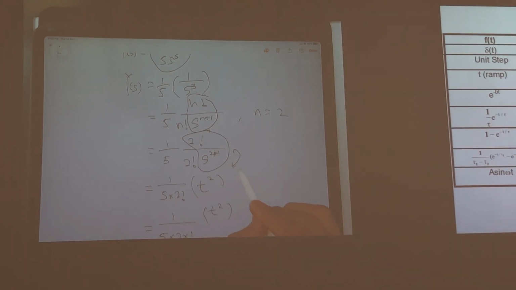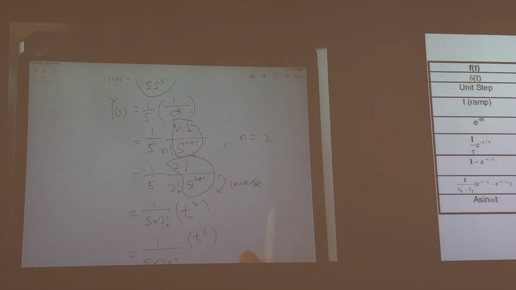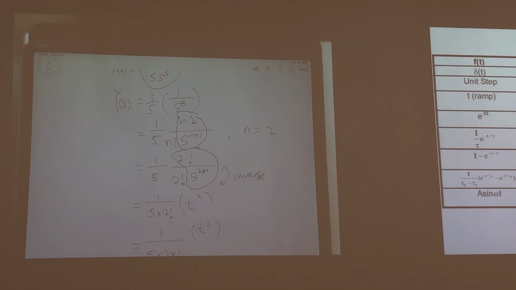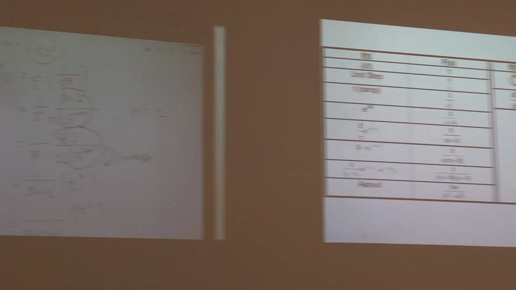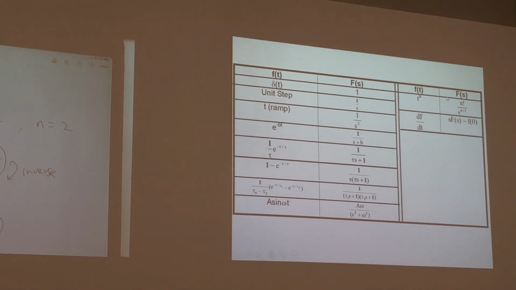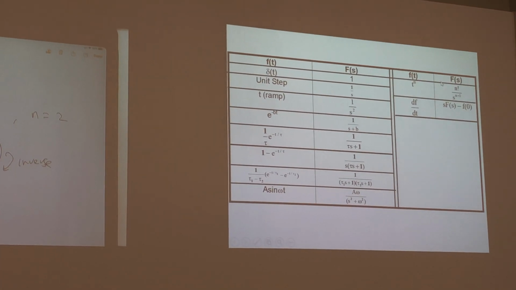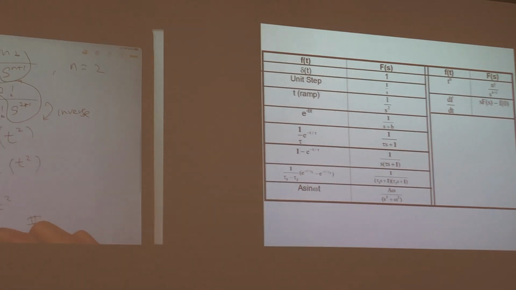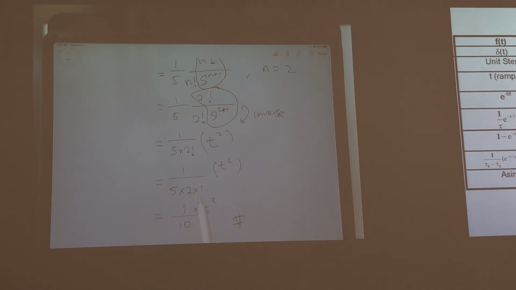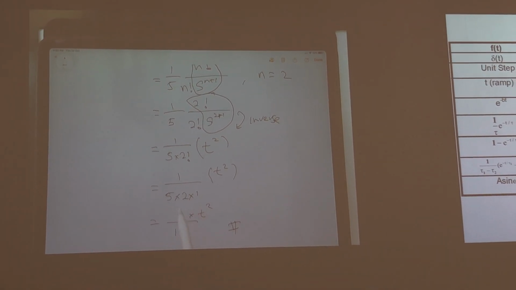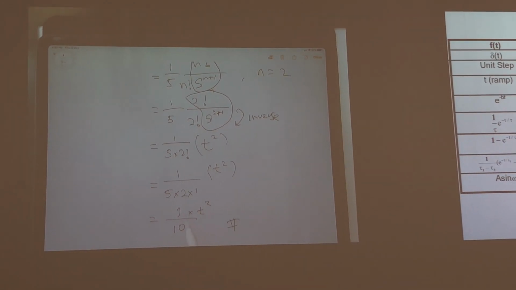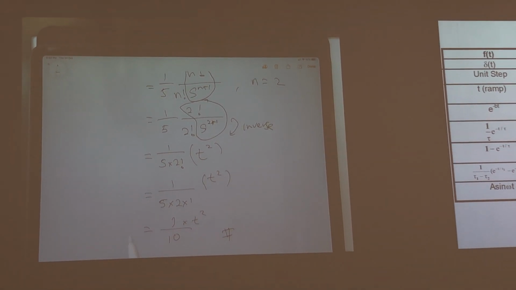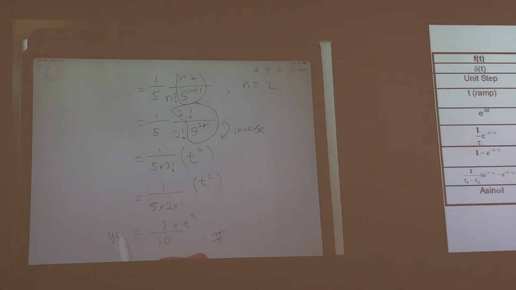Now I can start inverse. When I inverse it, I refer back to this side of the table, because I want to change it to t. I know n is 2, so it becomes t power of 2. Just now I divided by 2 factorial here, so I need to expand and multiply. 2 factorial is 2 times 1. The 5 is original in our equation. So I get 1 over 5 times 2 times 1, which is 1 over 10 t power of 2. This is my y at t.